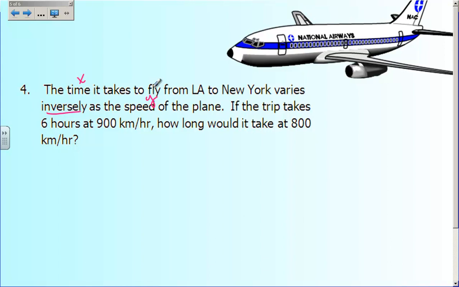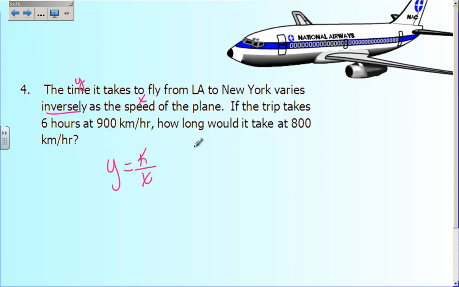I said that backwards. I'm going to apologize. Let's talk about independent, dependent. That's been very, very helpful. If I am flying on a plane, the time it takes to get somewhere totally depends on how fast the plane is going. So this is my dependent variable. This is my independent variable, because the time in this case is going to depend on how fast the plane is going. So we know it's inverse, so it's going to be this formula.